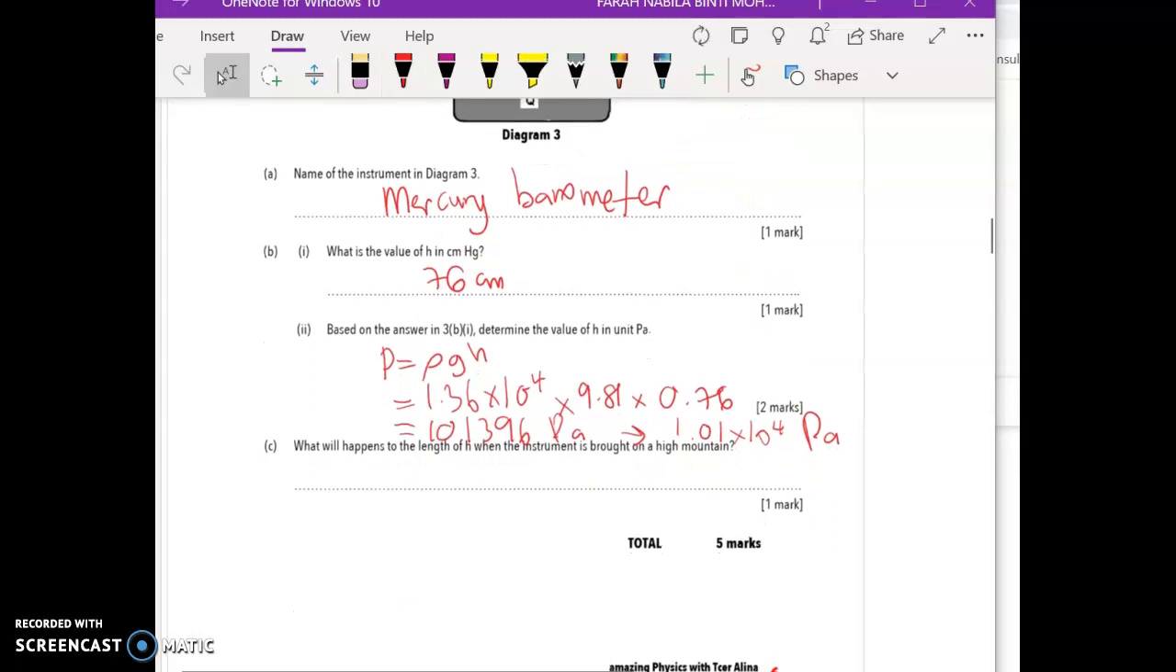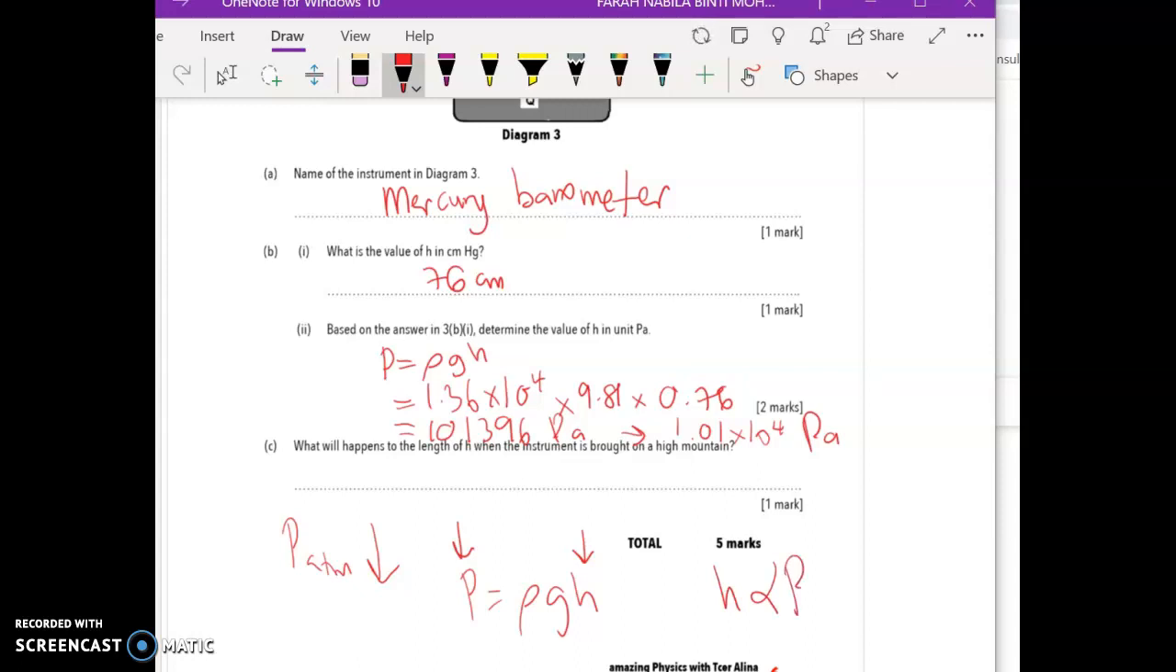Next, what happens to the length of H when the instrument is brought on a high mountain? Okay, so at high mountain, you know that the atmospheric pressure at high mountain is low. Okay, so based on the formula, P equals to rho gH. So if the atmospheric pressure is low, then the height will also decrease. Okay, because H is directly proportional to pressure according to the formula. So when pressure decrease, height will also decrease.